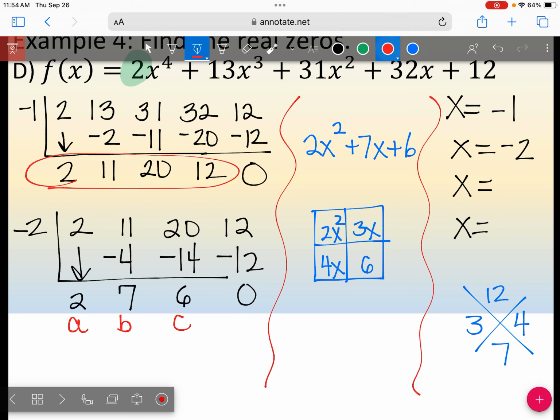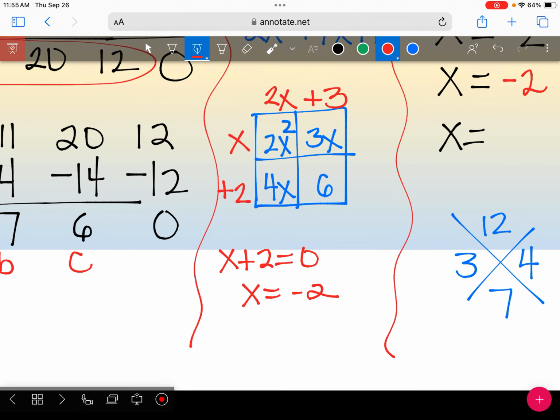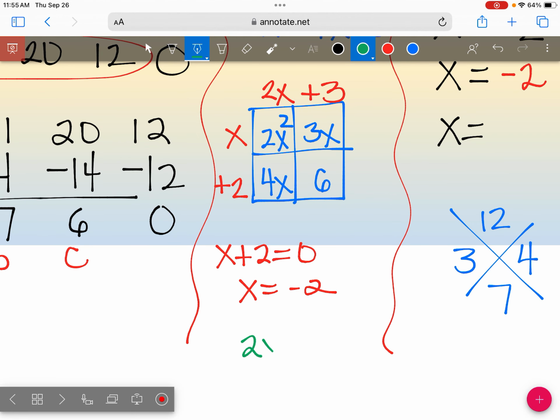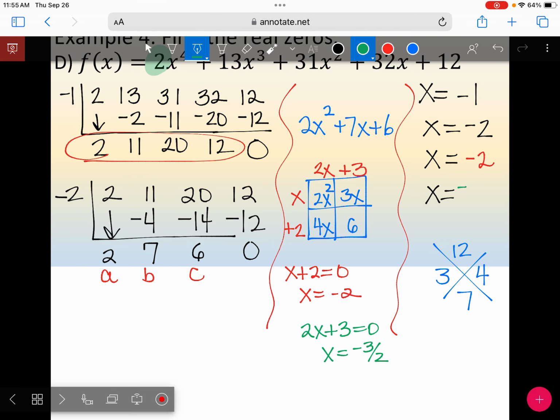So now we're going to take out our GCFs, and we have x and a +2. And then here I'm taking out a 2x and a +3. So it looks like -2 is a double root. So we got -2 a second time. So that means it's going to bounce at that intercept. And then for 2x plus 3, subtract 3 and divide by 2, you get -3 over 2. And that's your 4 answers.